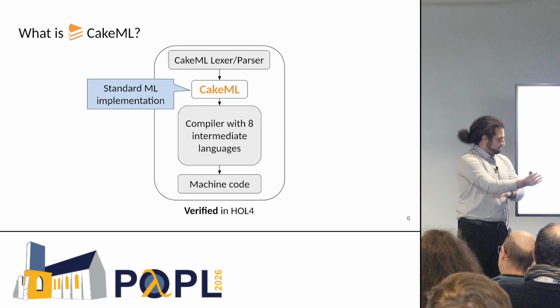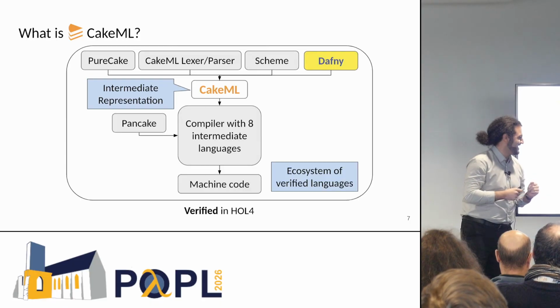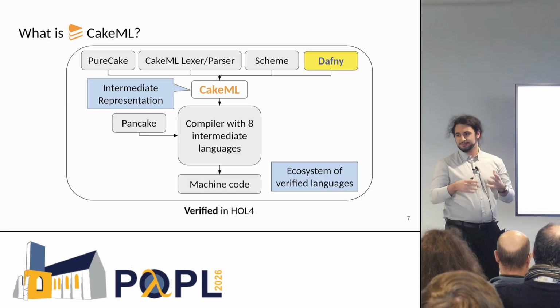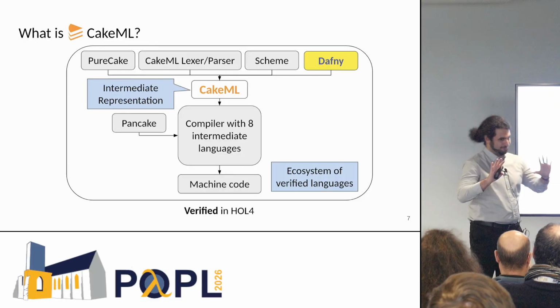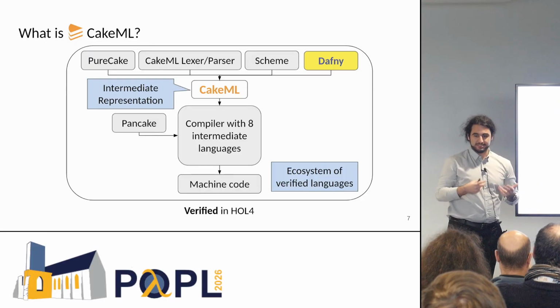But more recently, the CakeML project has evolved into something bigger, namely an ecosystem of verified languages. And then CakeML is not a verified subset of standard ML, because really, who cares? I hope I didn't offend anyone with that. But really, you can see it as a very rich intermediate representation.